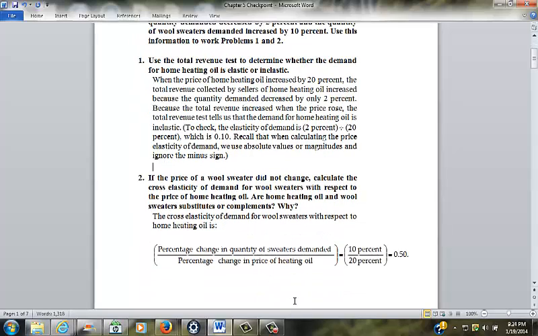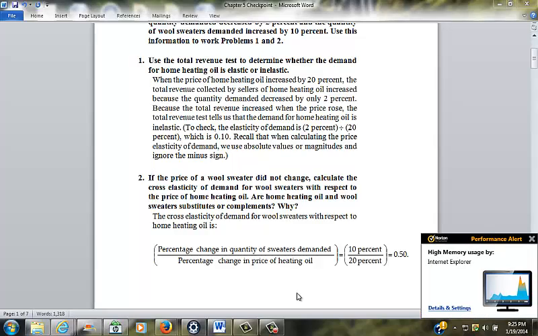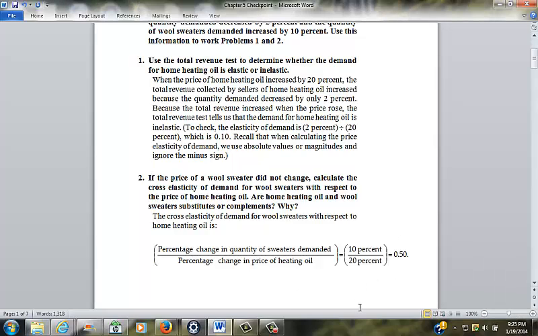Question 2: if the price of a wool sweater did not change, calculate the cross elasticity of demand for wool sweaters with respect to the price of home heating oil. The cross elasticity of demand for wool sweaters with respect to home heating oil is the percentage change in the quantity of sweaters demanded divided by the percentage change in the price of heating oil.